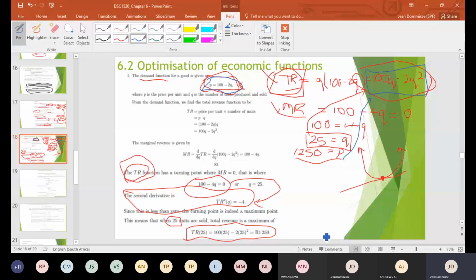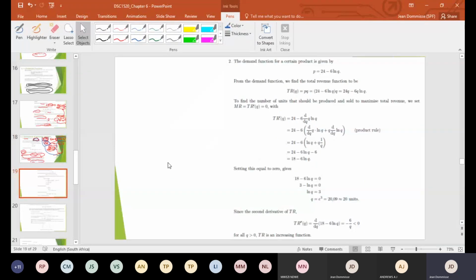Okay, so in here, very important again, the steps: total revenue, marginal revenue, and then if we need to work out the turning point, we basically need to put the marginal revenue equal to 0. So let's look at another example.